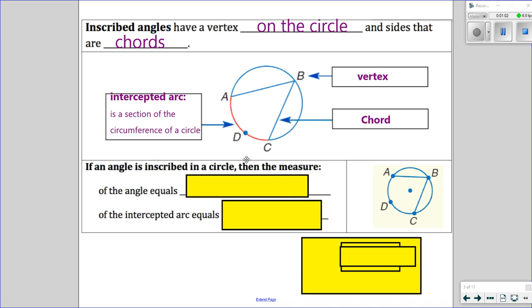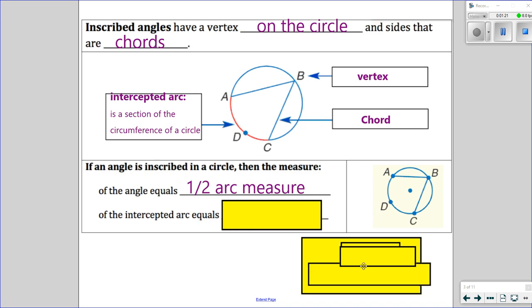So anytime you have an inscribed angle that is drawn inside a circle, the chords and the vertex create that arc, and it's called the intercepted arc. So if an angle is inscribed in a circle, then the measure of the angle equals half the arc measure. And the measure of the intercepted arc equals twice the angle.